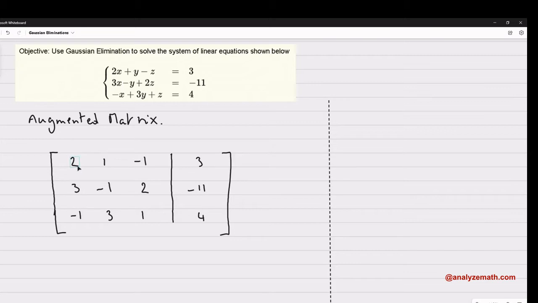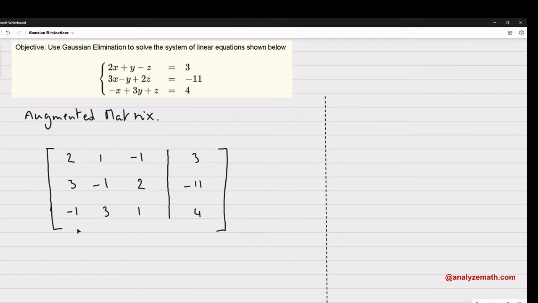So 2, 1, negative 1 are the coefficients here in this first equation. 2, 1, negative 1, and then the constant term is put on the right. This is a solid line just to separate the coefficients from the constant term. The second equation has got 3, negative 1, 2, and the constant term, and then the third equation, negative 1, 3, 1 here, and then 4.